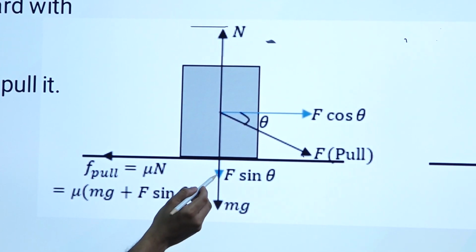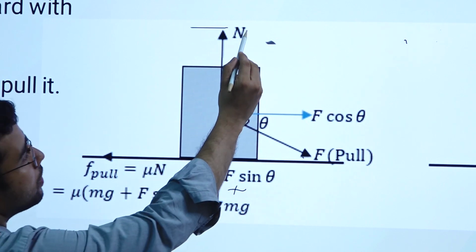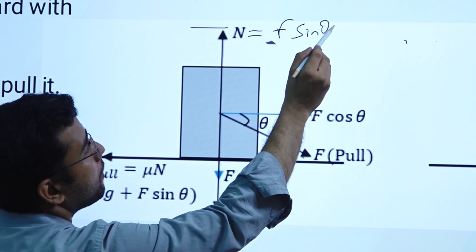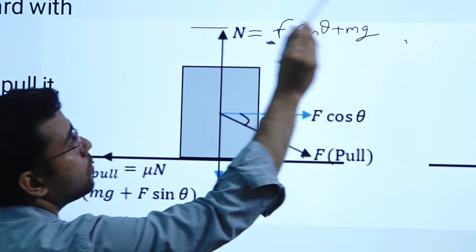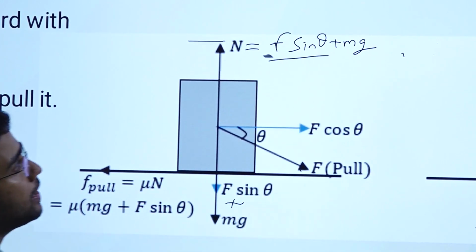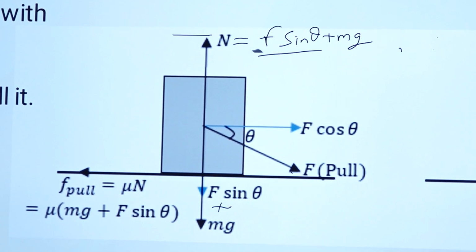So in y direction this F sin theta combined with mg causes the normal force. So now this normal force will be equal to F sin theta plus mg. Okay, so as you can see here, your normal force is increased by F sin theta. Previously this was only mg, now it is F sin theta plus mg, right?